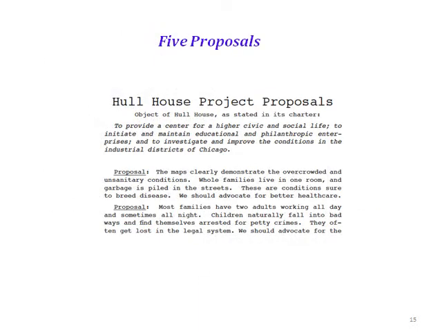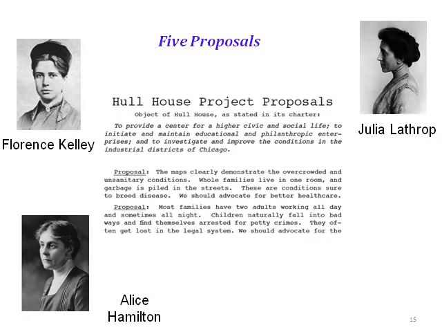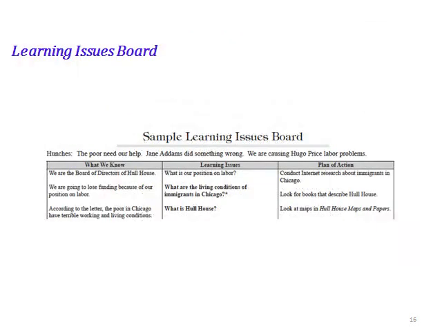The novice board of directors don't know it yet, but the list of proposals will soon introduce them to other influential women who worked and lived at Hull House, including Florence Kelley, Julia Lathrop, Alice Hamilton, and Ellen Gates Starr. For now, students read the memo, the letter from Hugo Price, and the list of proposals. They then complete the Learning Issues Board, listing the information they know and questions they need to answer in order to understand the situation better.